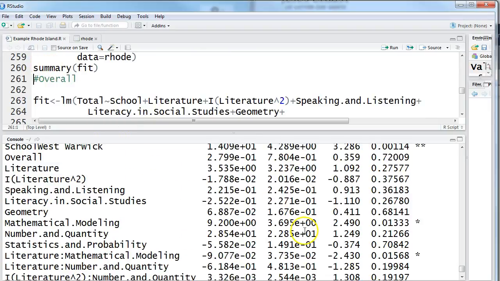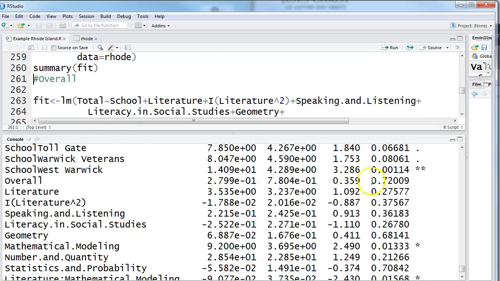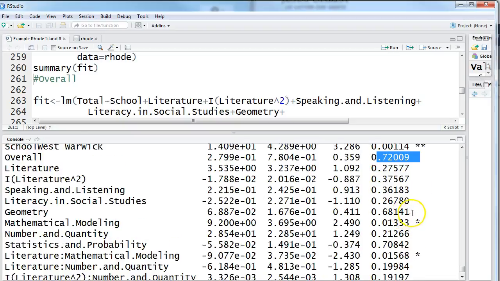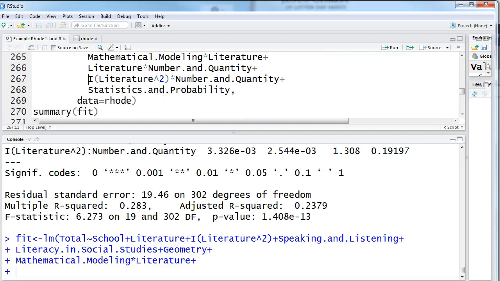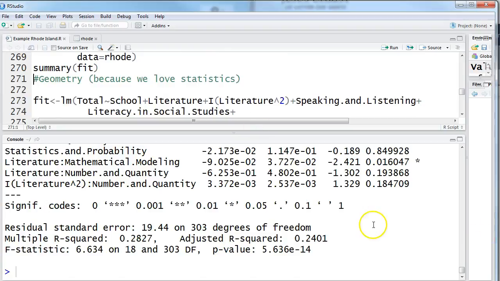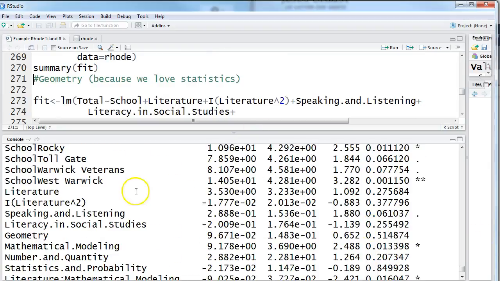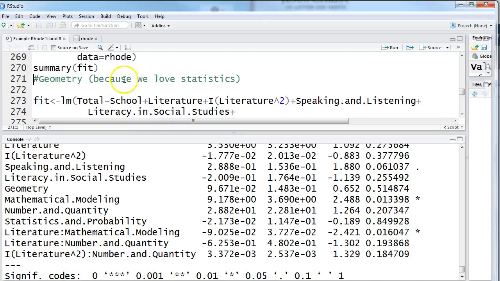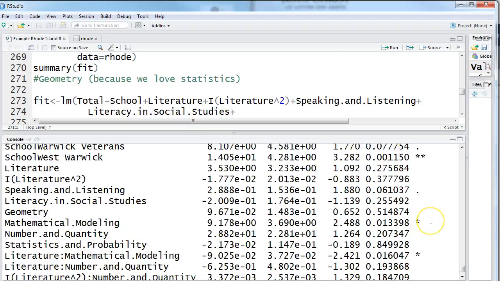It says overall. Why did I pick overall next? Because it has a p-value 0.72, and there's nothing else really close. I mean, geometry is kind of close, but yeah, looks like overall is a good fit. And now I said geometry. Geometry is 0.5, okay, 0.2, 0.3, 0.5 looks big. See, now, I don't want to delete statistics and probability. I feel like that should really, really be in the model. I'm going to try to keep that in there.